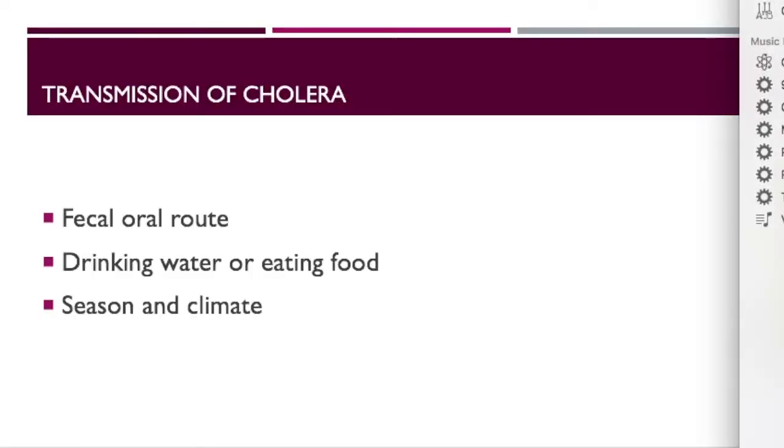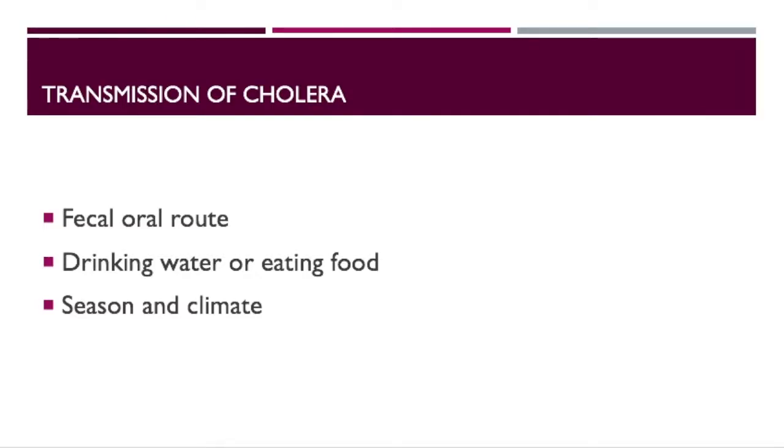Hi, I'm Stephanie Loveland, and I will be talking about how cholera is transmitted. Cholera's mode of transmission is the fecal-oral route. A person can get cholera by drinking water or eating food contaminated with the cholera bacterium.